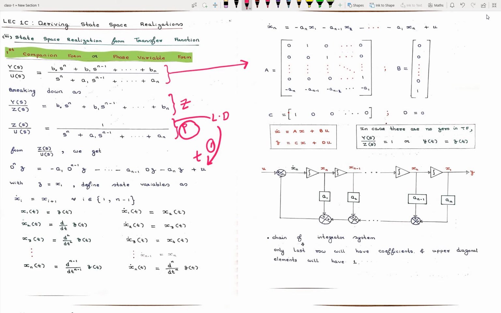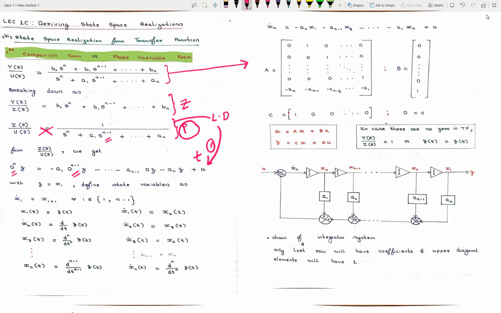Generally, s raised to n in the Laplace domain means the nth derivative in the time domain. Similarly, s raised to n minus 1 in the Laplace domain is the n minus 1 derivative in the time domain. So we do cross multiplication and shift from the Laplace domain to the time domain. This is the first step.